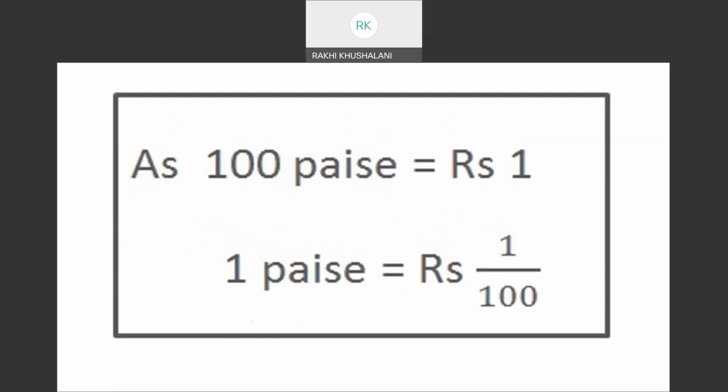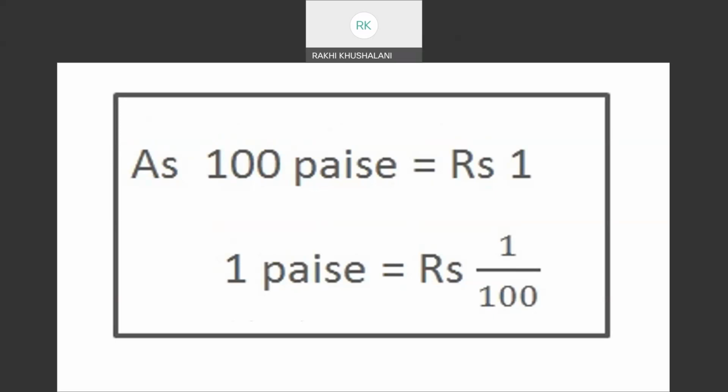I hope you remember what is the conversion. Firstly, what does the term conversion mean? Converting from one unit to another. You must have done the chapter measurement where we convert one unit to another, like centimeter to meter, meter to kilometer, maybe coming down from kilometer to meter, millimeter, in terms of kg, milligrams, grams, this kind of conversion. Now we can do conversion in rupees and paise also.